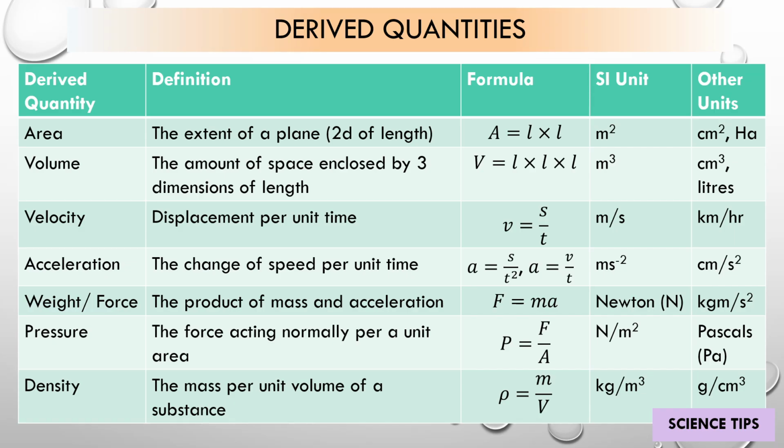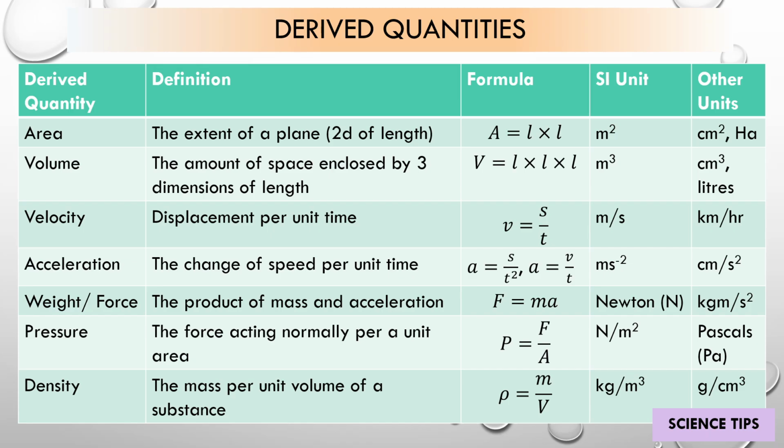For volume, we say this is the amount of space enclosed by 3 dimensions of length. So that means you need to have at least, for the simplest solid figure we can use, a cube. If we have side times side times side, we are able to define what volume is, because it is the space, and it is measured in meters cubed. The velocity is displacement per unit time, which is measured in meters per second, and all the others you can even pause and look at them one by one.